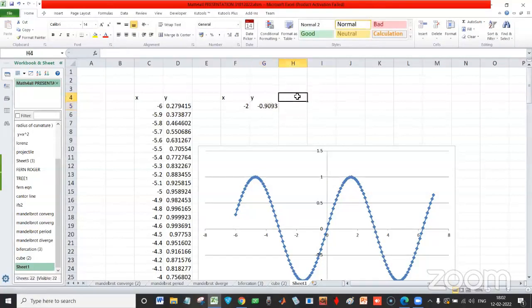So we want del x, del y, then del y by del x. When I do this, many people will say that this is the crude method of doing that.